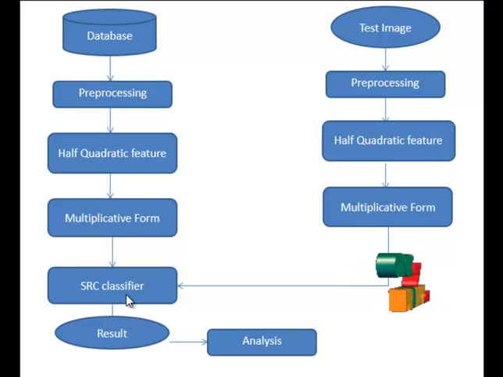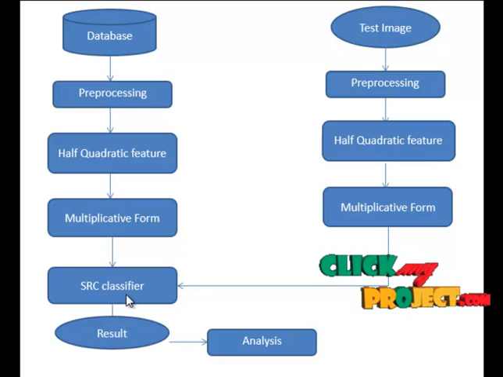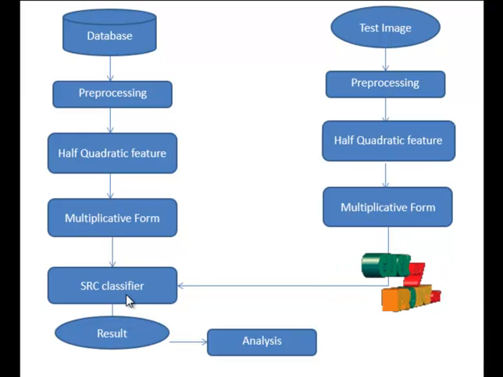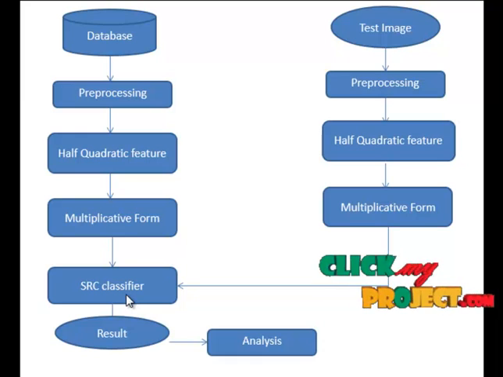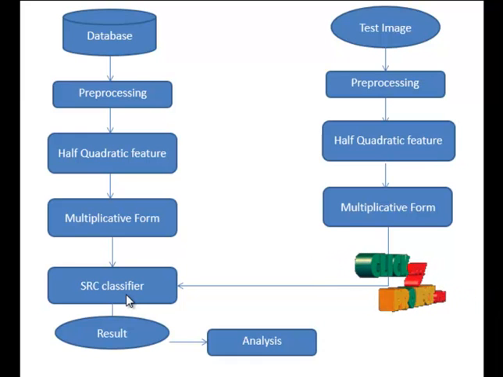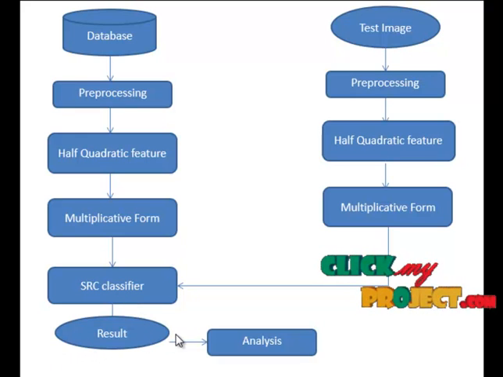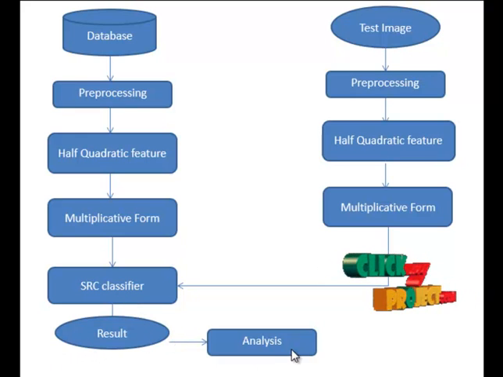Similar images have similar feature values. Based on this, the sparse representation classifier identifies the similar image from the dataset which is related to the test image that we have given. Thus we obtain the result, and after that we move on to the analysis process.